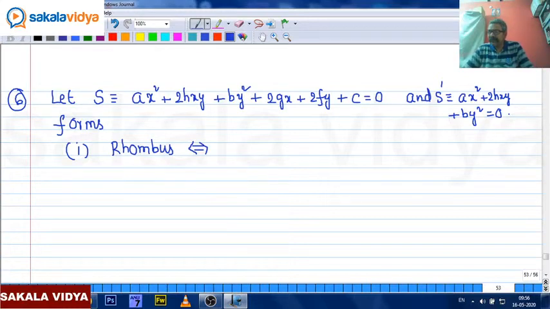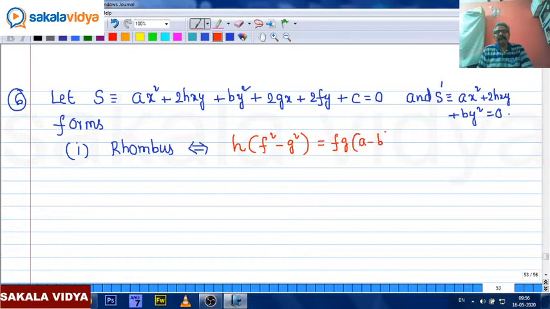So rhombus means here h times f square minus g square equal to fg times a minus b, and a plus b does not equal to 0.